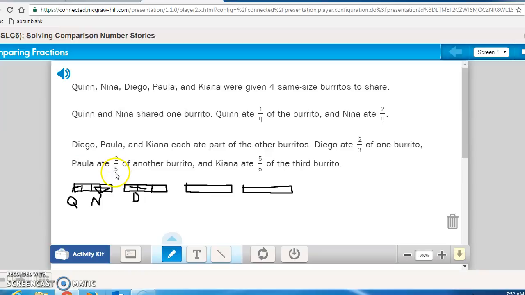Paula ate 2/5. Okay, so this one has 1, 2, 3, 4, 5 parts. And Paula ate 2/5. And Kiana ate 5/6 of the 3rd burrito. She ate 5/6 of the 3rd burrito.